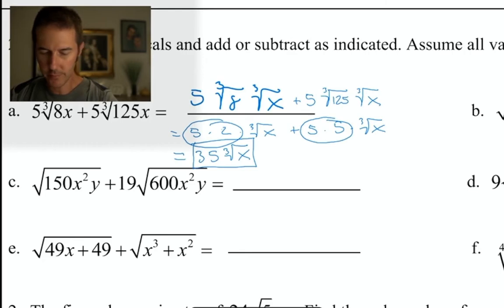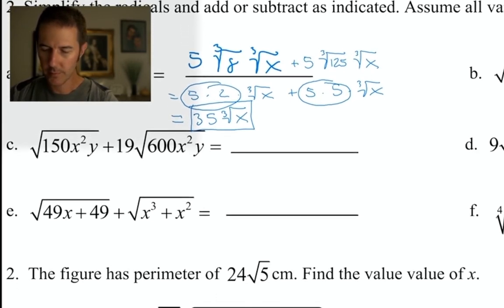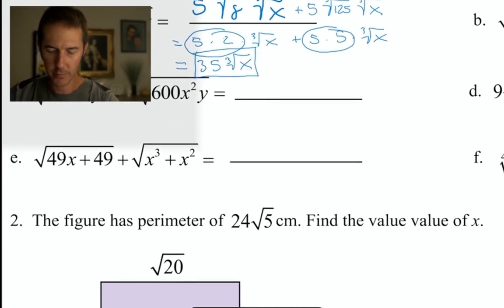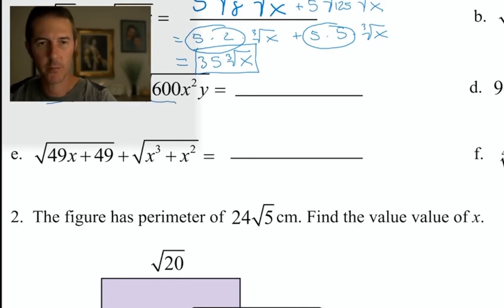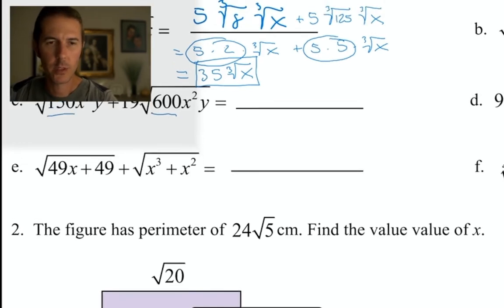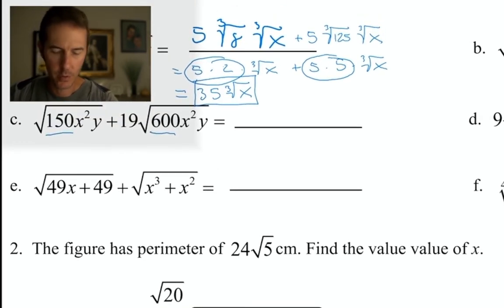Part C is very similar to what we just did in Part A. You just need to tear those apart into some convenient pieces so that you can simplify some square roots. There's a 25 in here. There's a 100 that's in here. Those are both square rootable. So make sure that you factor out a 25 out of there and a factor of 100 out of the 600.